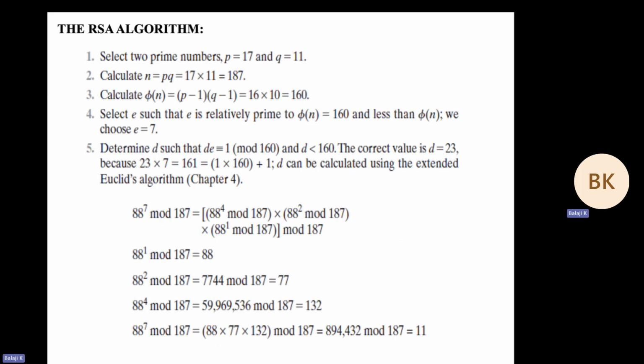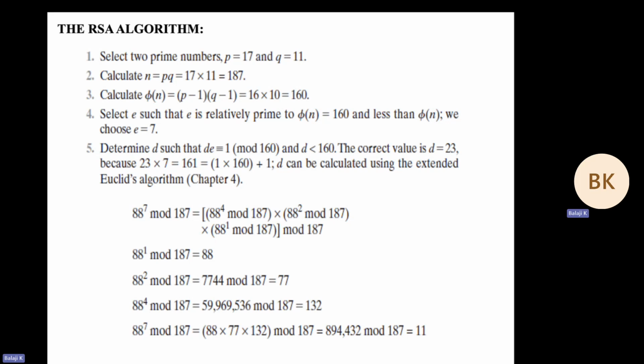And this is one simple example. Here we have taken P equal to 17, Q equal to 11. Then n equal to P into Q. So we get 187. Next we need to calculate phi of n value. Phi of n equal to P minus 1 into Q minus 1. So we got 160.